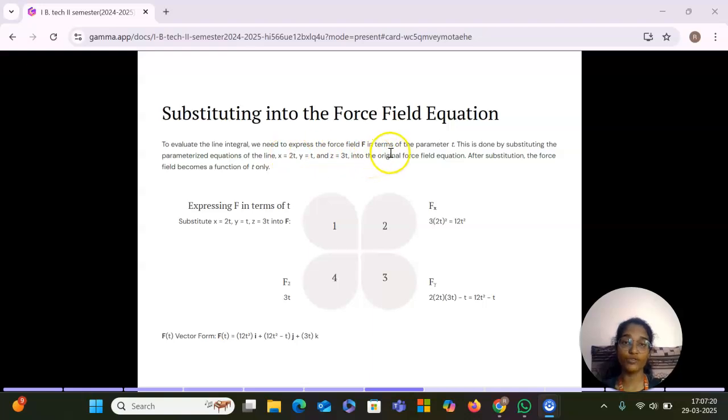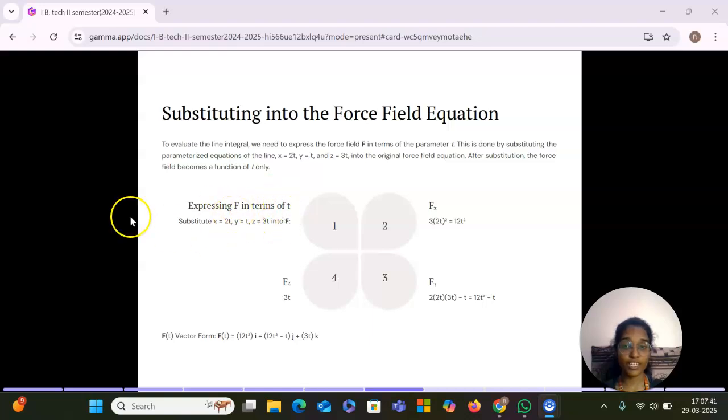Now substituting into the force field equation. To evaluate this line integral, we need to express the field in terms of the parameter t. This is done by substituting the parameterized equations of the line, x equals 2t, y equals t, and z equals 3t, into the original force field equation. After substitution, the force field becomes a function of t only.